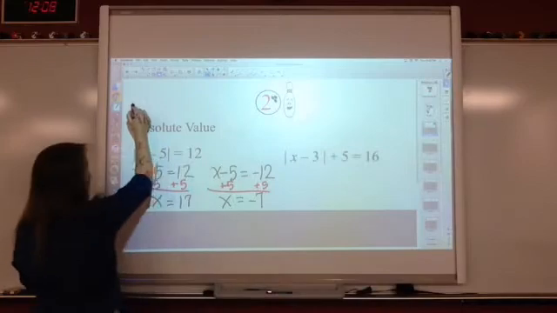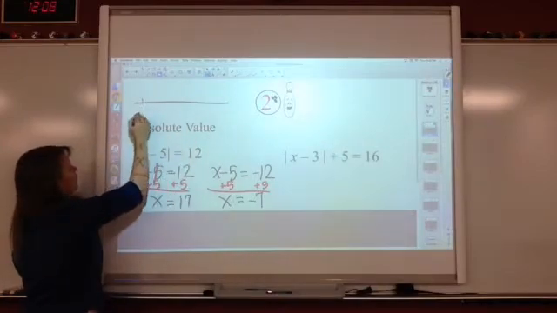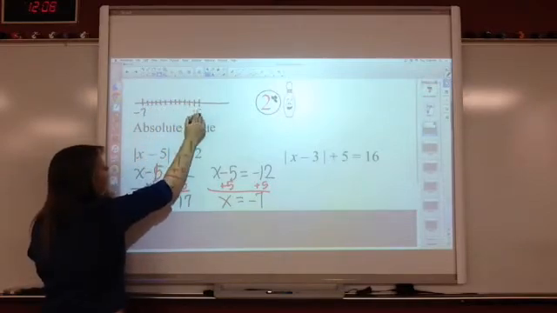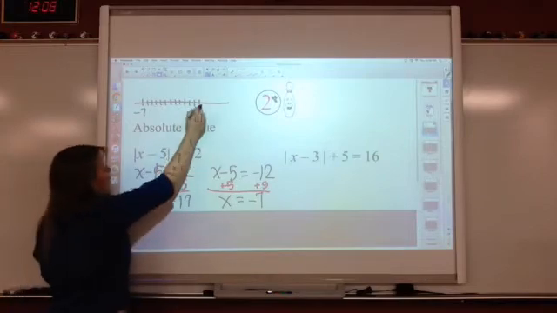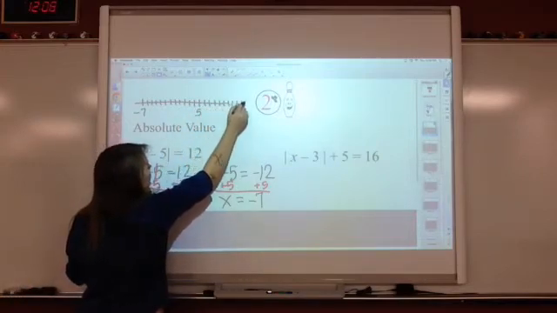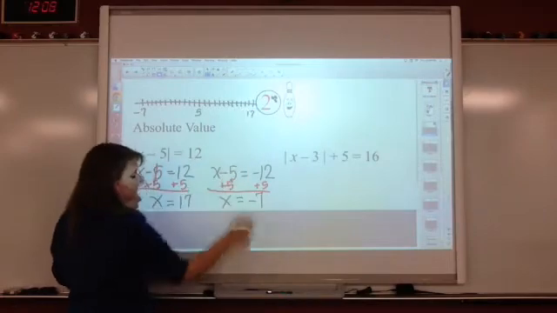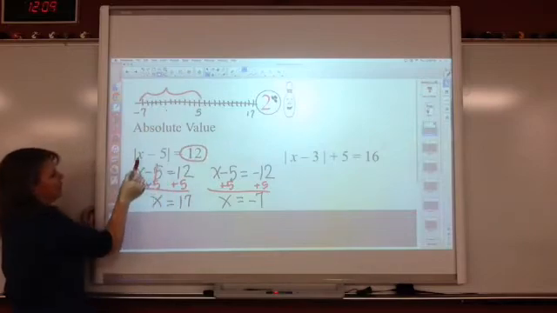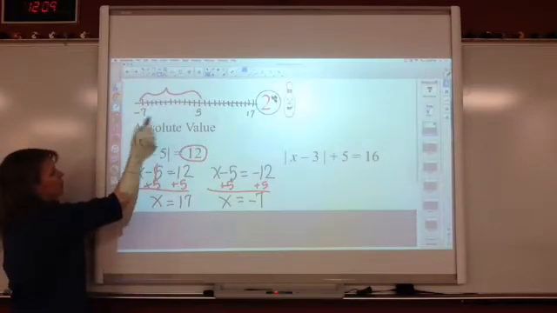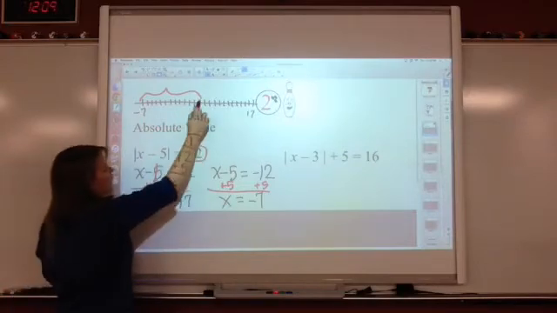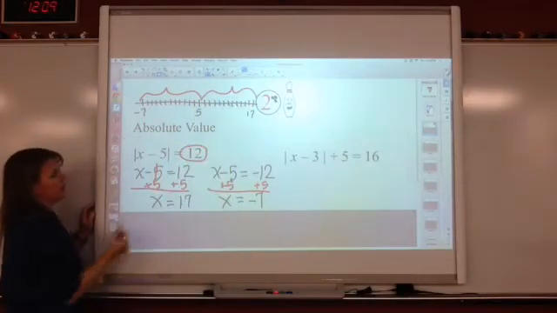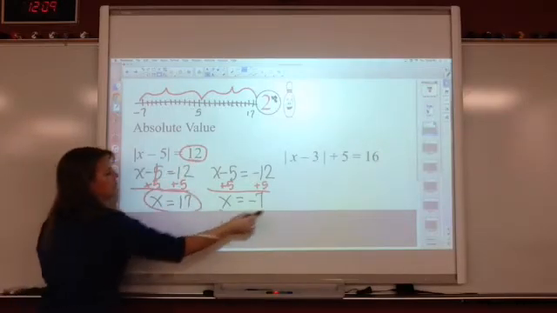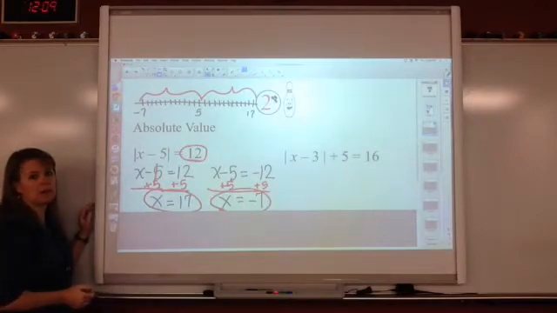You won't have to graph these, but just to get a visual of that, here's negative 7. 1, 2, 3, 4, 5, 6, 7, 8, 9, 10, 11, 12. There's the number 5. And then 1, 2, 3, 4, 5, 6, 7, 8, 9, 10, 11, 12. There's the number 17. So this distance, 12, how far away is it from 5? You could have gone 12 to the left, and the answer is negative 7. You could have gone 12 to the right, and the answer is positive 17. Either way, the distance is 12, which is why we'll have 2 answers to the absolute value problems.